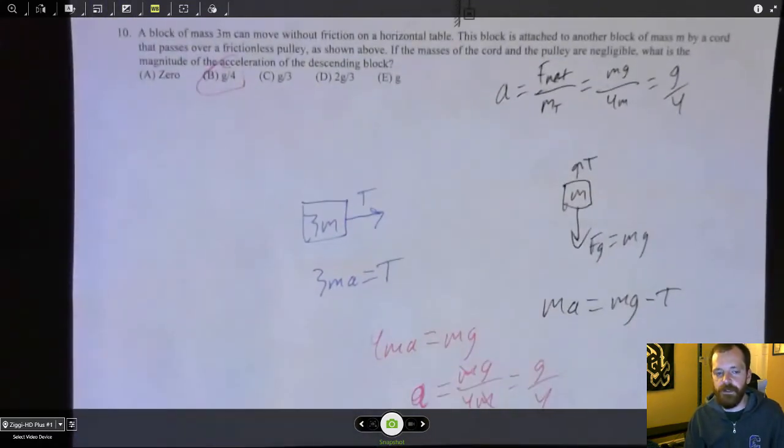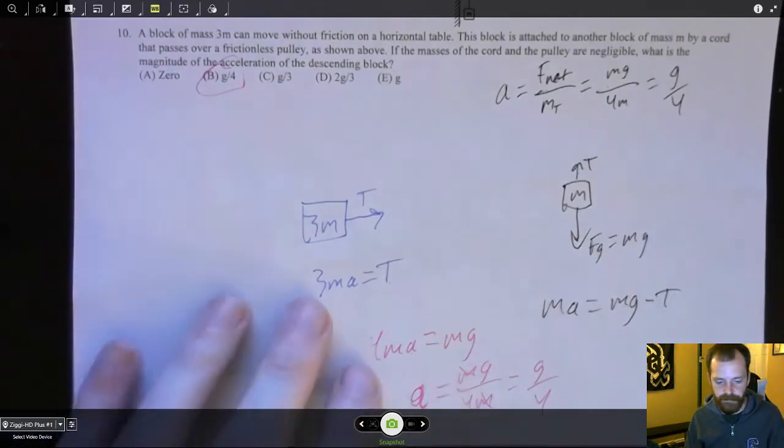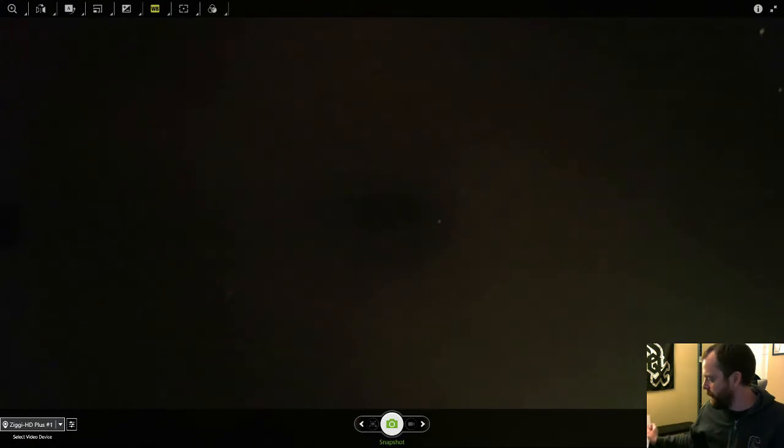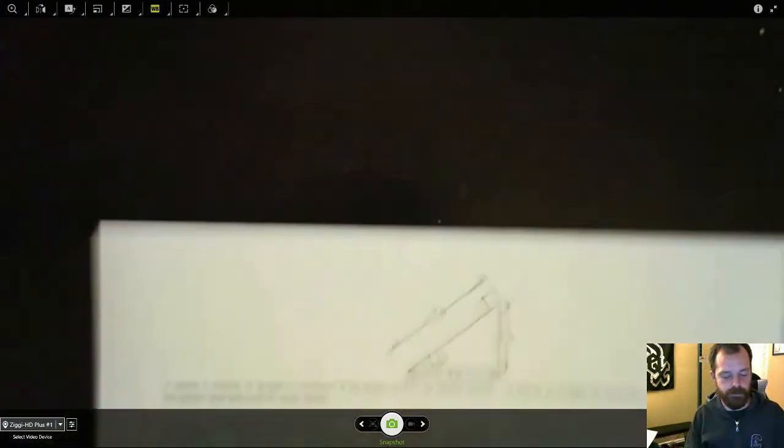Okay, notice guys, I'm using the same basic approach for all these problems. Free body diagrams, net force equations, go from there. It's all the same basic idea. Next set of problems.